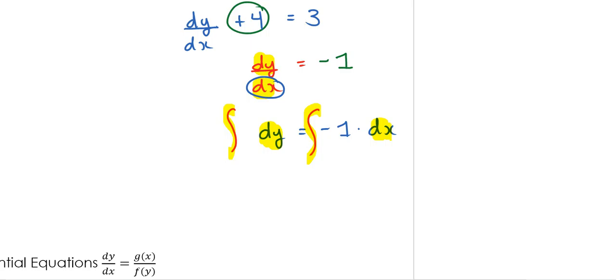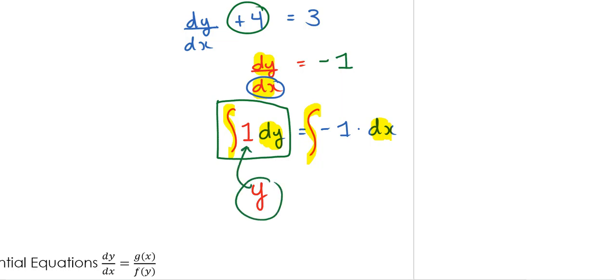Now ask yourself, what is the antiderivative of dy? And if you're not sure what the antiderivative of this dy expression is, you really have this invisible 1 over here. So if you take the antiderivative of 1 dy, you just get y, right? And if you take the derivative of y, you get 1, right? So the antiderivative of dy has to be y.